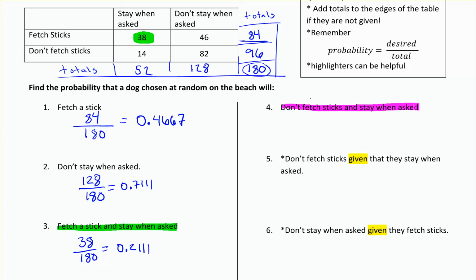Okay. Number 4, we're looking for dogs that don't fetch sticks and stay when asked. So in this category, I need to figure out which ones do not fetch sticks and stay when asked. So I see that 14 will stay, and 82 of them won't stay, so I'm looking for those 14 that will stay and do not fetch sticks. So that's going to be a total of 14 that I want here out of the 180 total.